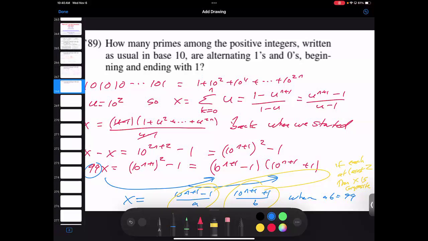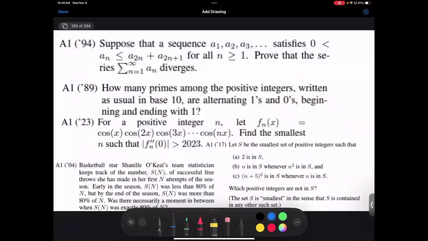All right, so we've got about 10 minutes left. Any preference?